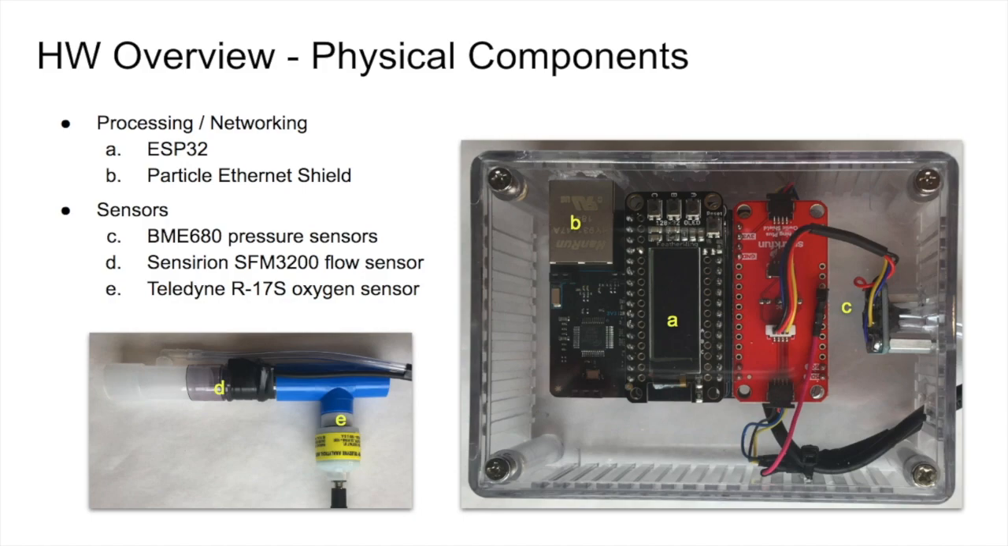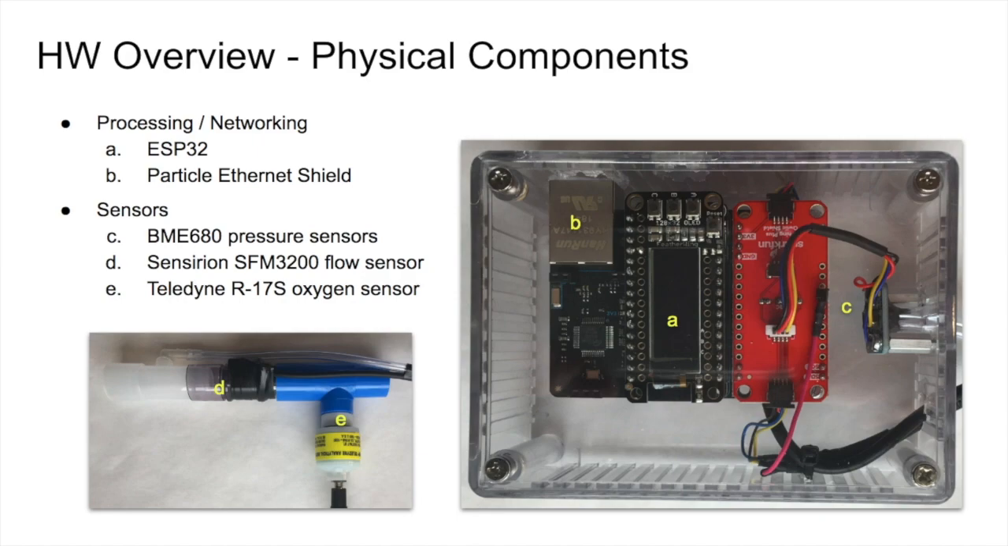Moving to the right, we just have a simple breakout board with a bunch of quick connectors allowing us to connect sensors to our I2C bus. Moving on to the sensors. On the right-hand side there, near the C label, are two small breakout boards for the BME 680 sensor. These come from Adafruit. One sensor is responsible for measuring the ambient pressure, temperature, and humidity inside the enclosure, and the other one is connected via an oxygen tube to the airway to measure the pressure, humidity, and temperature in the airway.